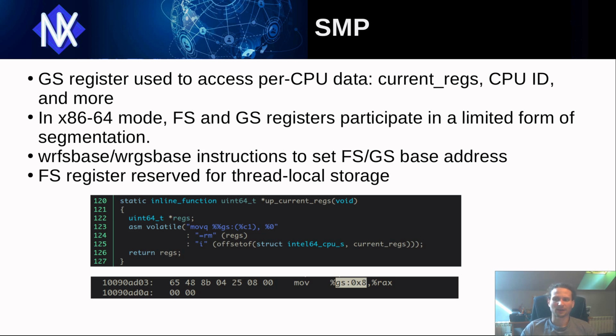The images show access to current rtcb stored in private CPU data and the generated assembler code that uses the GS segment. The FS register is not yet used and is reserved for TLS, thread local storage, implementation.